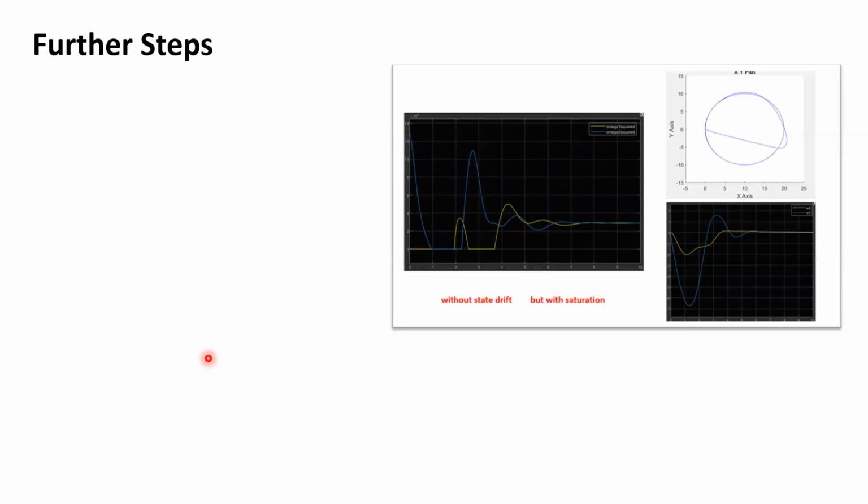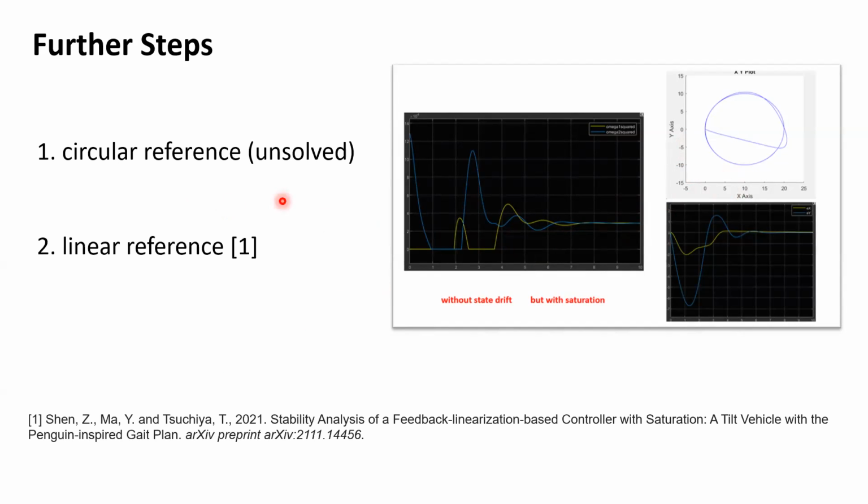On the right is the previous slide for the case of a circular reference. Although the result shows it is stable in simulation, we have not found the stability proof. So finding the stability proof for a circular reference is one of our further steps. Notice that the stability proof for a linear reference has been found in our recently released manuscript. We found the proper Lyapunov candidate in that work.